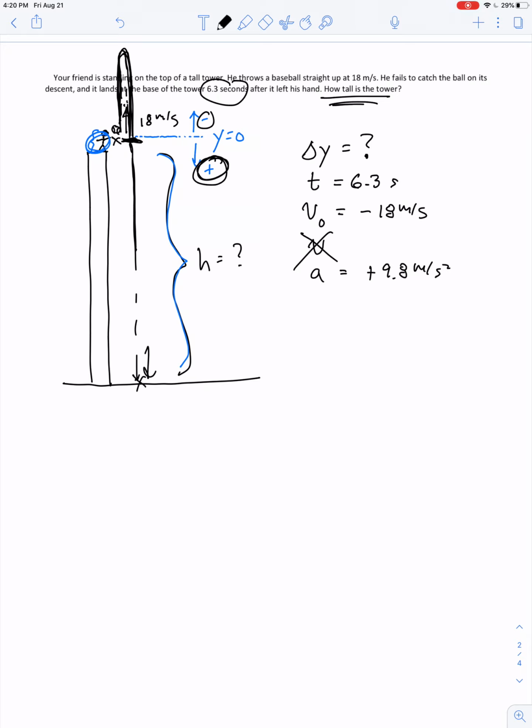So from the point where it's released to the point where it hits the ground, that's the displacement in the equation, and that perfectly matches the height of the building.